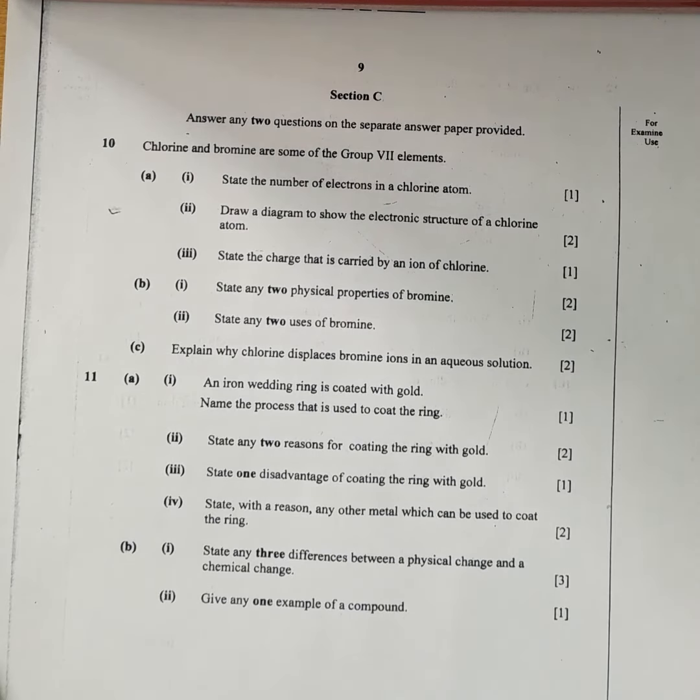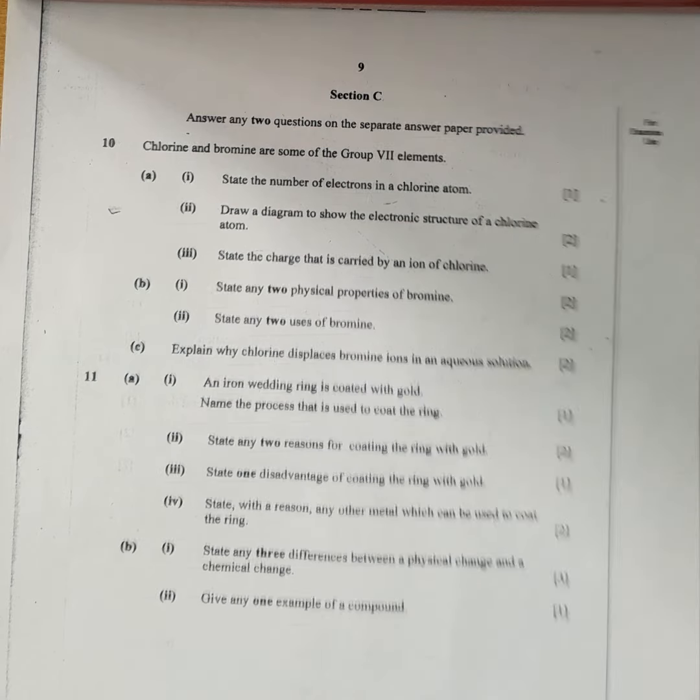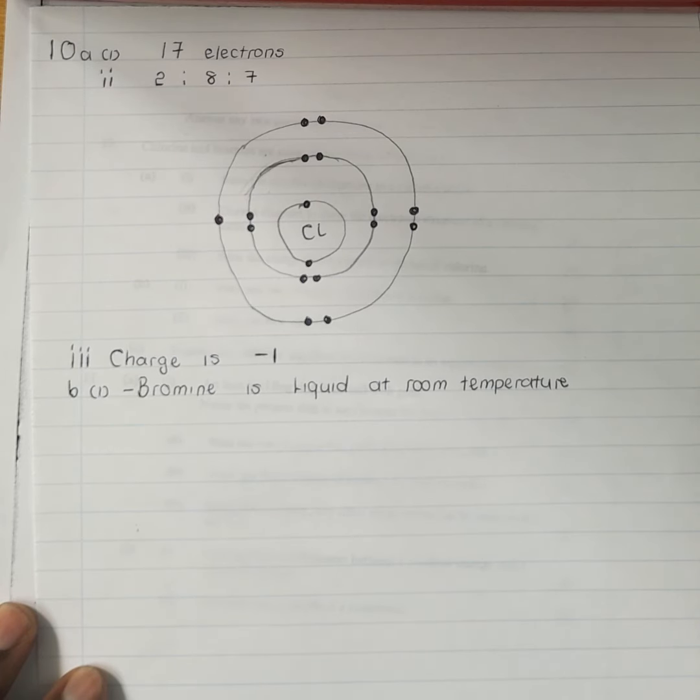Let us now move on to B, part 1. We're supposed to state two physical properties of bromine. The first property is that bromine is liquid at room temperature. Bromine is reddish brown in color. You should also know that bromine is pungent and irritating.